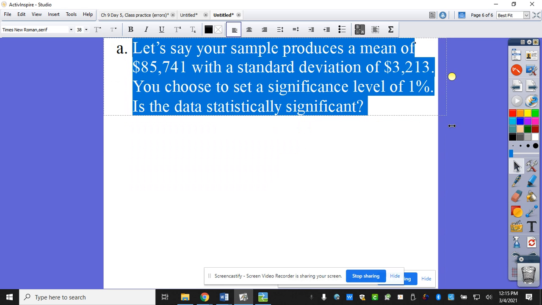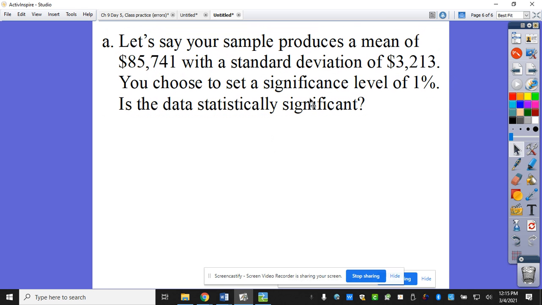So the way I think about it is that 85,741, is that talking about those 50 people? Yes. So that's my X bar. That 3,213, is that talking about my 50 people still? Yes. So that is my S. And that's the way I think through it. Oh, I thought it was the other way. Usually if they're in the sentence together a lot of times like this, then it's going to be your S. Otherwise, it's going to give it to you or say like, it is known that the population, whatever it is.